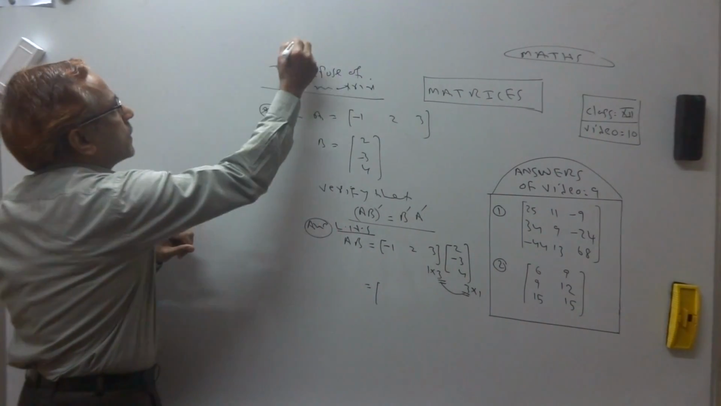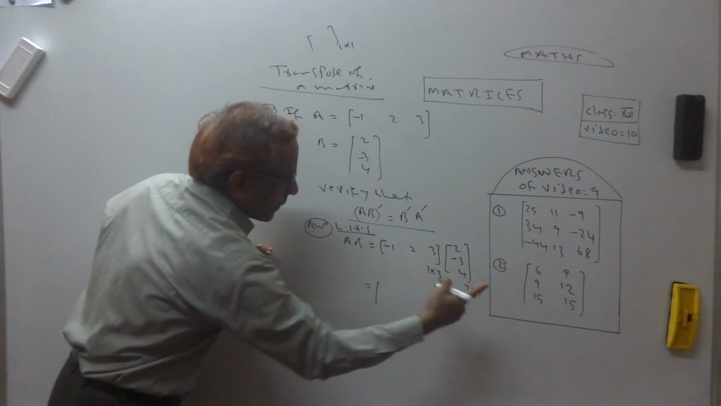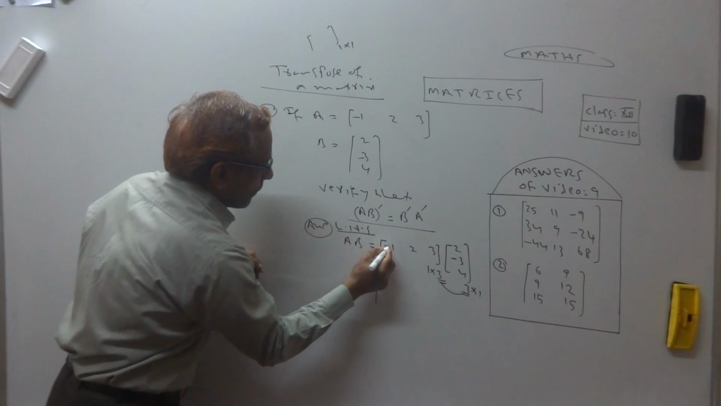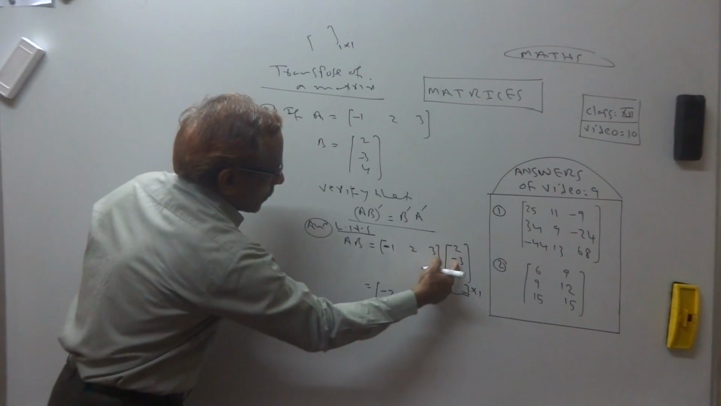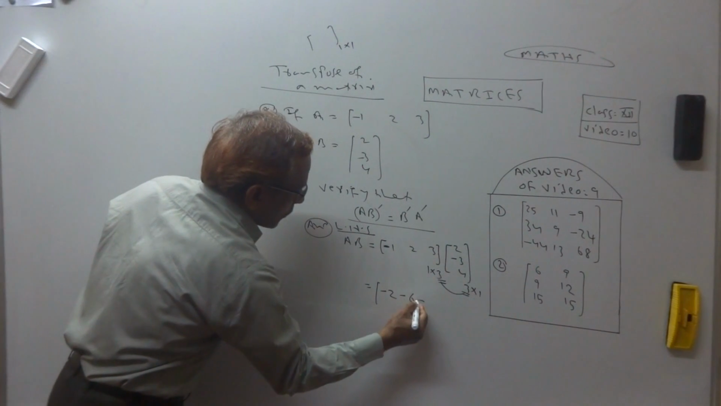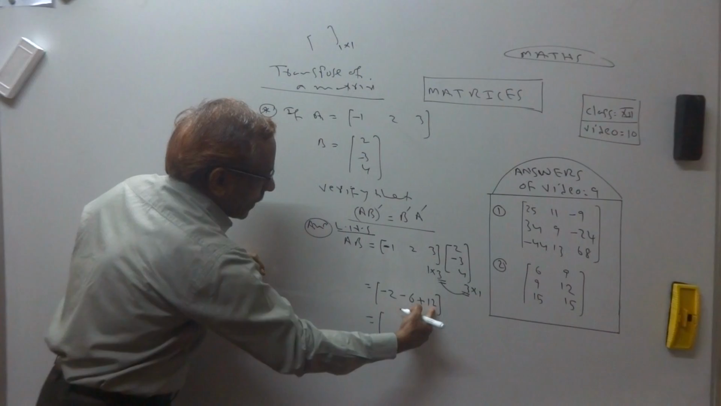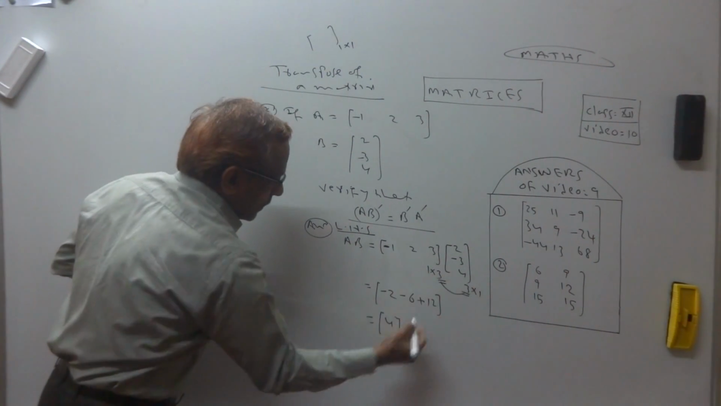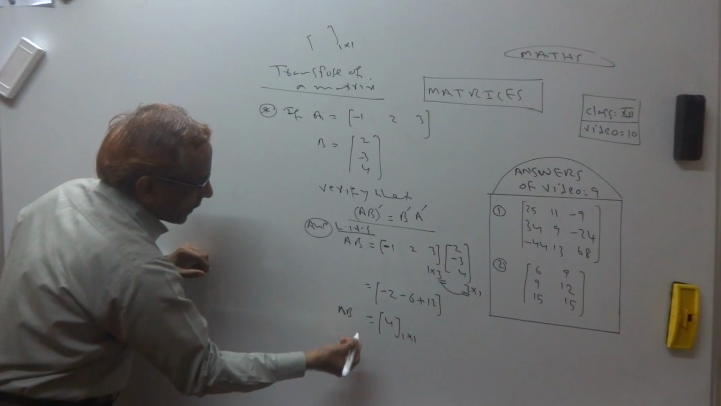1 by 1 is what? Just 1 row, 1 column. The result is 1 by 1. So first row, first column. Yes, please multiply them. -1 into 2, -2. 2 into -3, -6. 3 4s are 12. So what I am getting, you see, 12 minus 8, 4. So the result is 1 by 1. Yeah, this is 1 by 1. So this is AB. Okay, AB is 4.